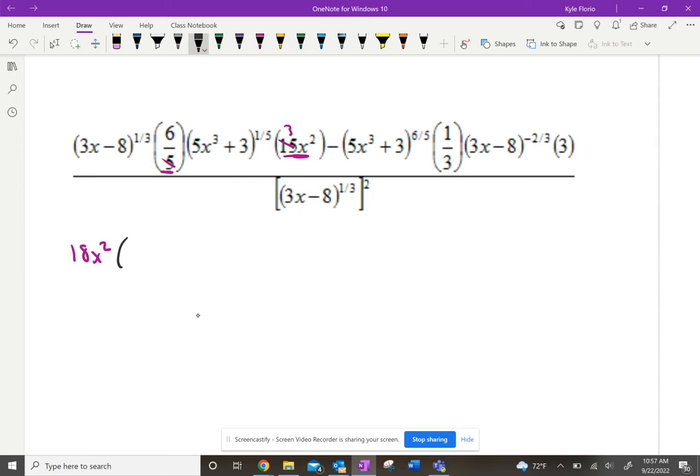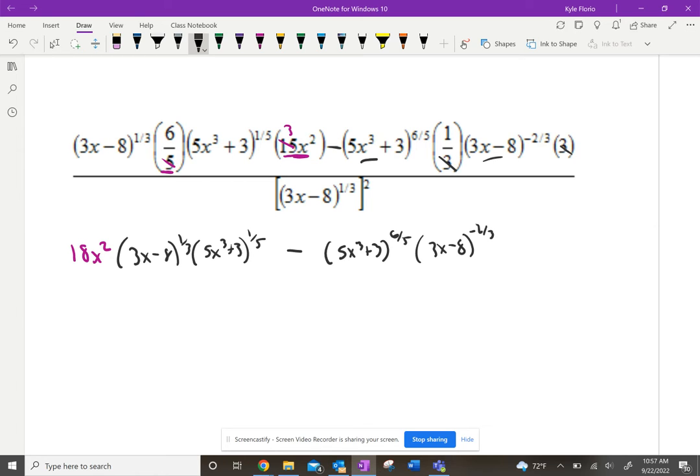I'm just going to copy down the other pieces, the 3x minus 8 to the 1/3, and the 5x cubed plus 3 to the 1/5, minus... this is nice. The 1/3 and the 3. A third of 3 is 1. They just cancel out. So I'm left with 5x cubed plus 3 to the 6/5. And then copy down the 3x minus 8 to the negative 2/3. So those are all set.